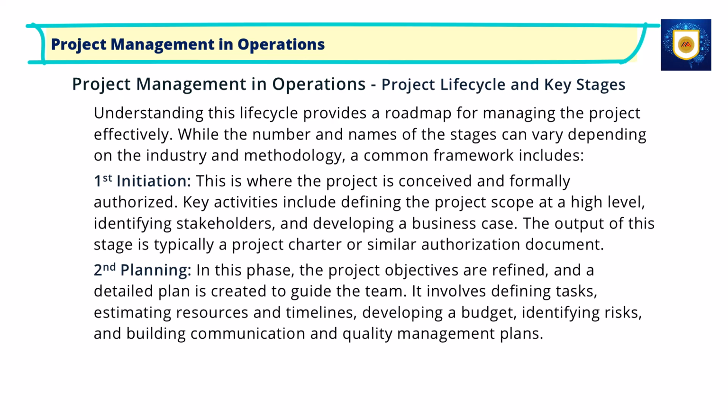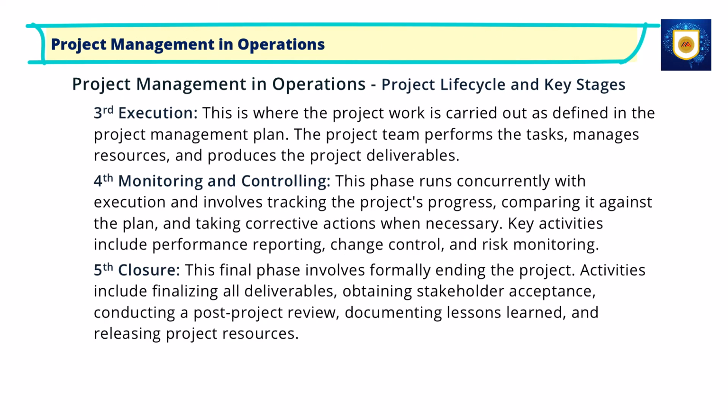Second, planning. In this phase, the project objectives are refined, and a detailed plan is created to guide the team. It involves defining tasks, estimating resources and timelines, developing a budget, identifying risks, and building communication and quality management plans. Third, execution. This is where the project work is carried out as defined in the project management plan. The project team performs the tasks, manages resources, and produces the project deliverables.